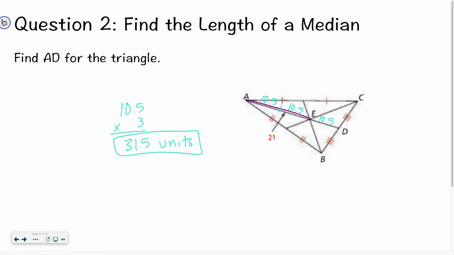Hopefully for this problem you ended up at 31.5 units. The way that I solved it was I cut 21 in half, and then I multiplied it by 3 to get the whole distance. If you have any questions or want me to explain that another way, please be sure to reach out for some help.